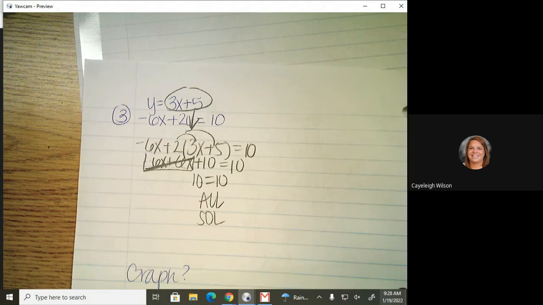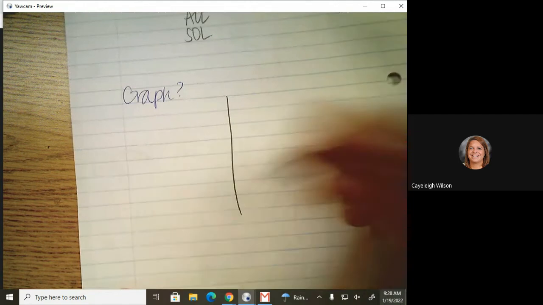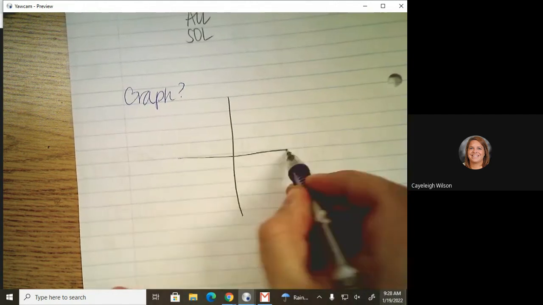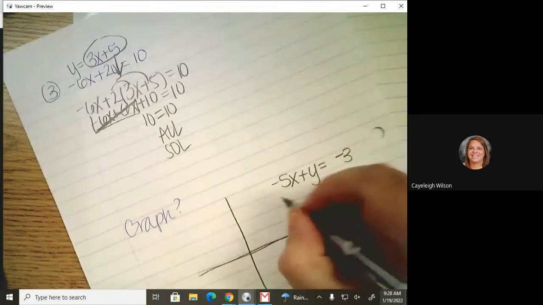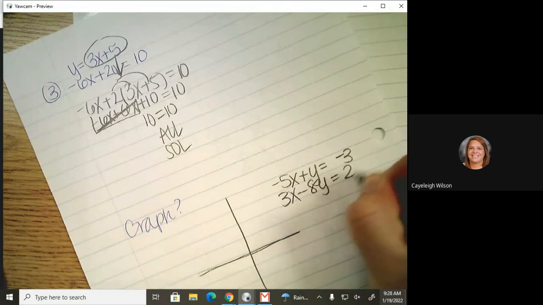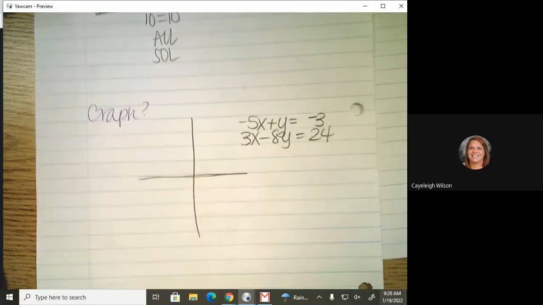Okay, are there any questions still about the substitution? Okay, real quick refresh on graphing because that's what we have tomorrow. I'm going to graph number 2 that we did.